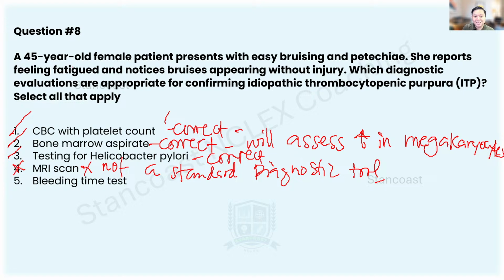What about bleeding time test? Do you think it will be a correct answer? Yeah, it is correct. This will be one of the correct answers here, bleeding time, as we know that the patient will have prolongation in their bleeding time as well. So that would be the correct answer. So we are going to answer 1, 2, 3, and 5, except 4.